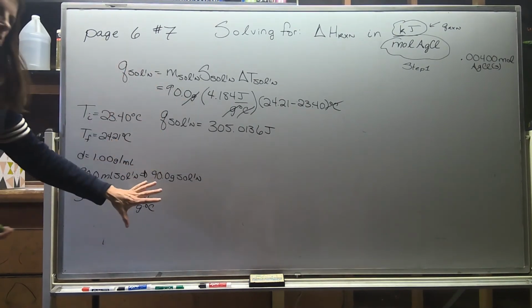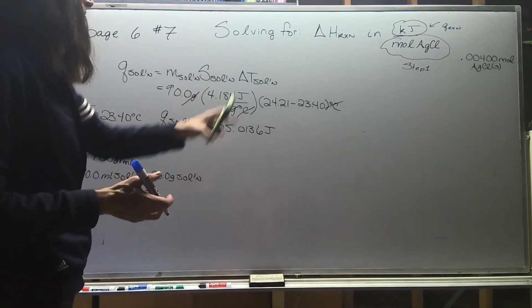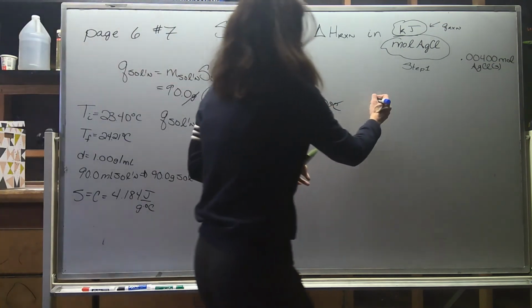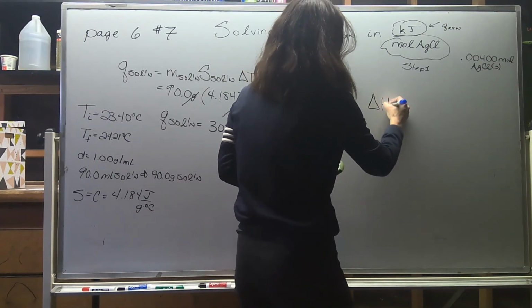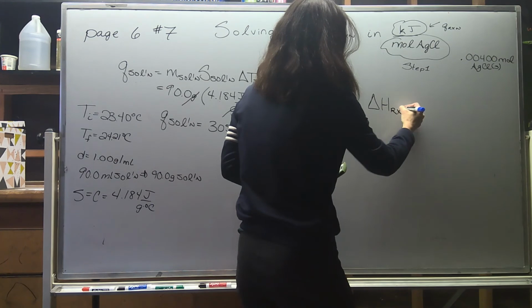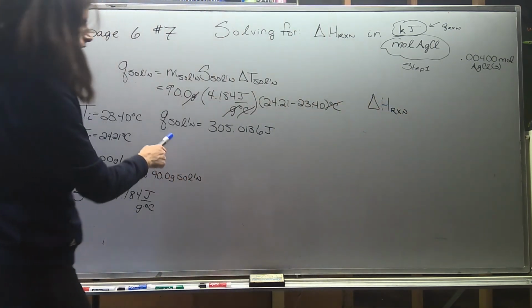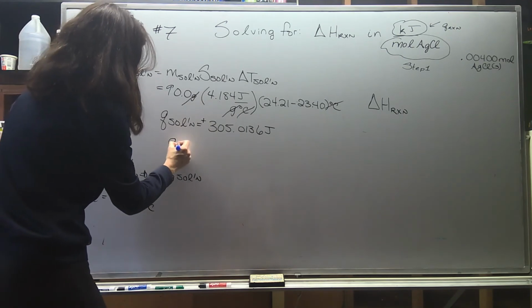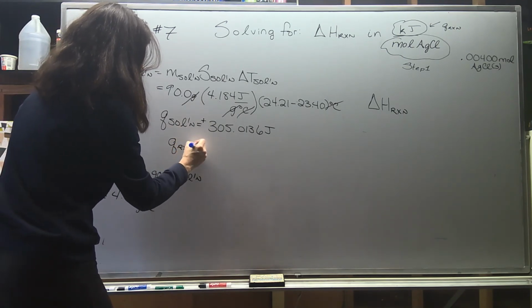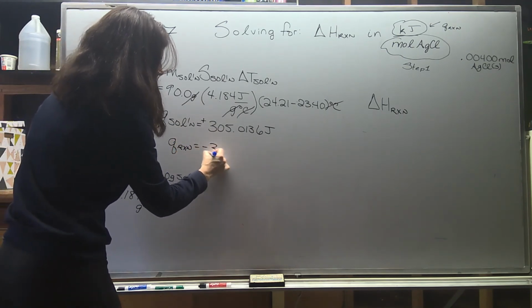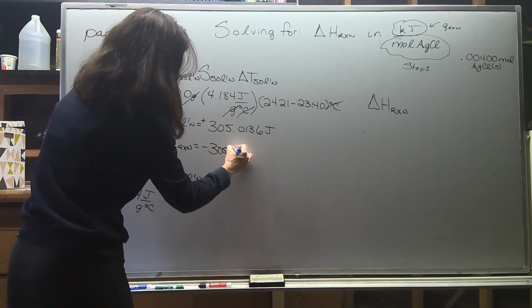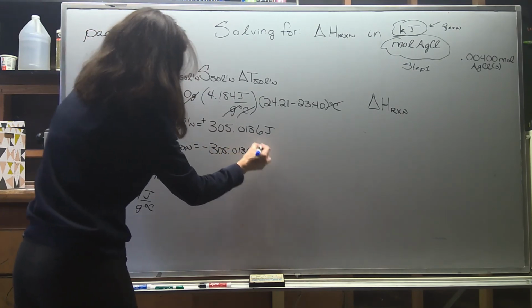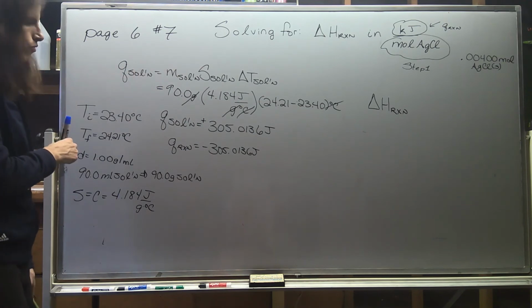This is step 2. Step 3 is to divide. So we have the top number. So we're going to do delta H of the reaction. Ooh, let me hold up a second. This is Q of the solution. This is positive. So Q of the reaction is going to be negative or exothermic. Make sure you're flipping that value before you move on to step 3.